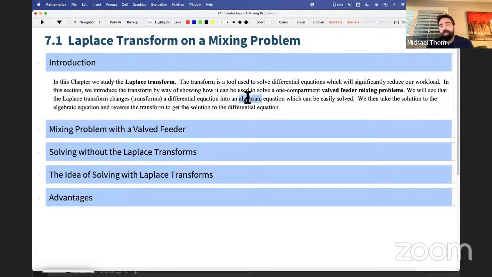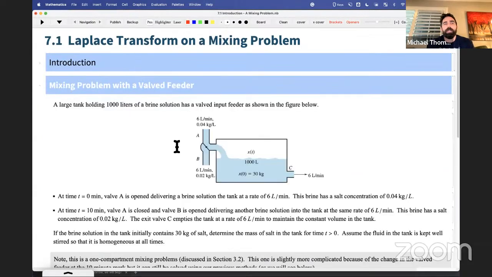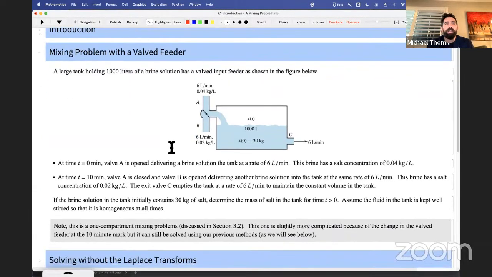So we have two worlds, and we're going to be switching between them. Our world we're going to call the t domain or the time domain. The world we transfer to is called the S domain, or sometimes it's referred to as the frequency domain or the Laplace domain. And we can do all the simple calculations there and then bring them back. So let's take a look at a problem. This is a mixing problem for a valve feeder. So let's take a look at the picture.